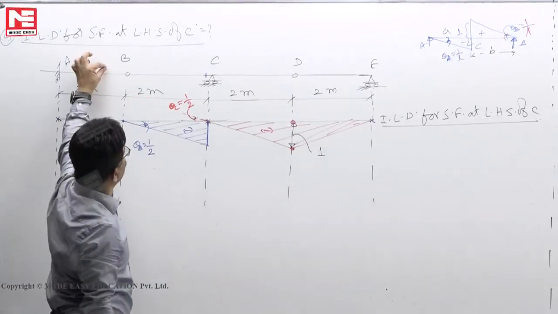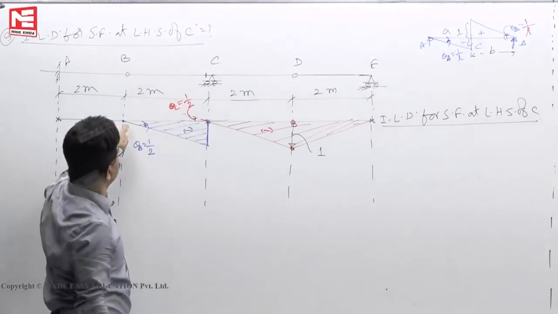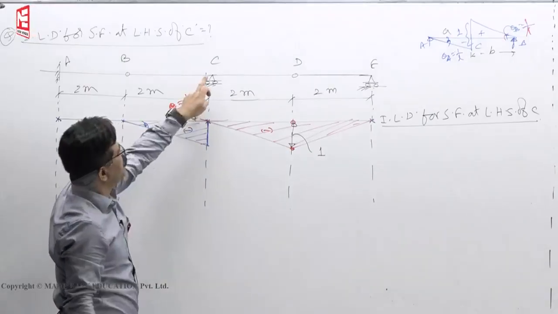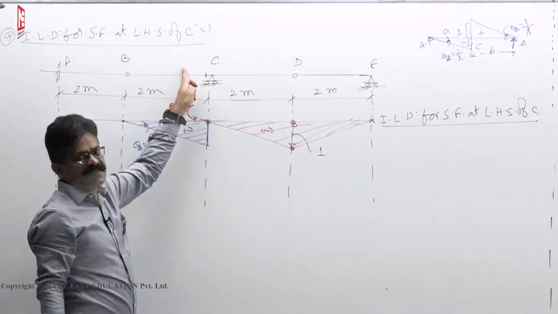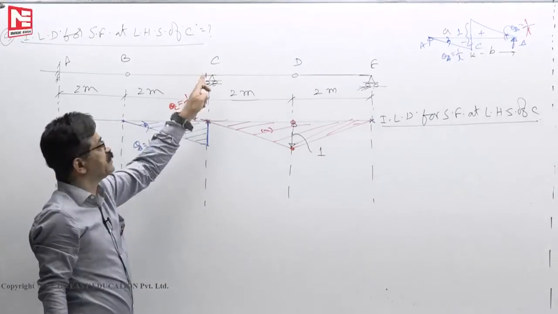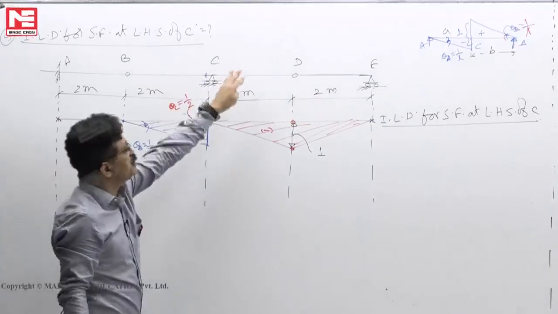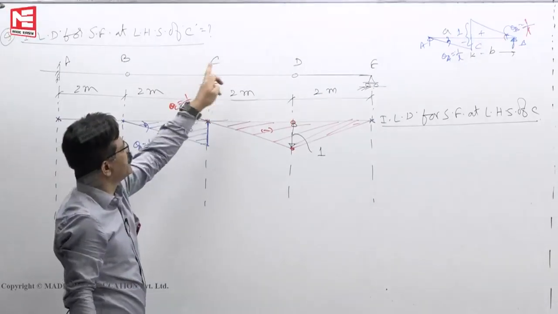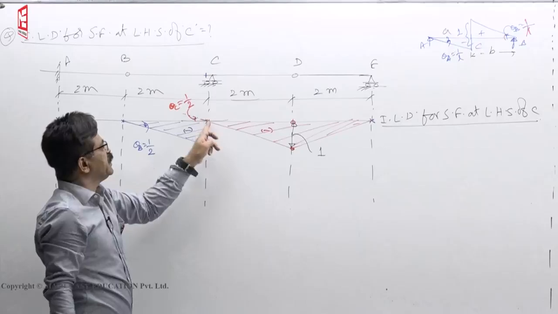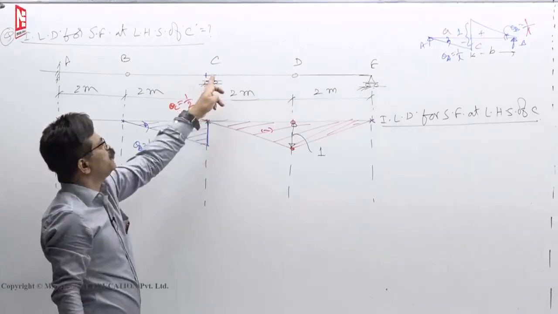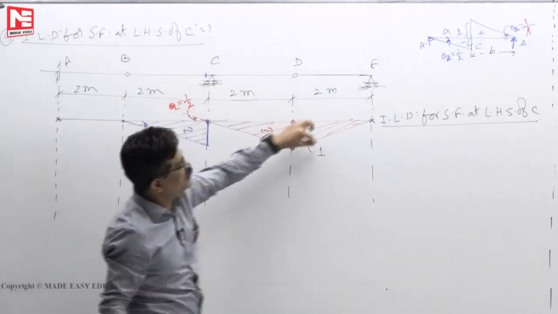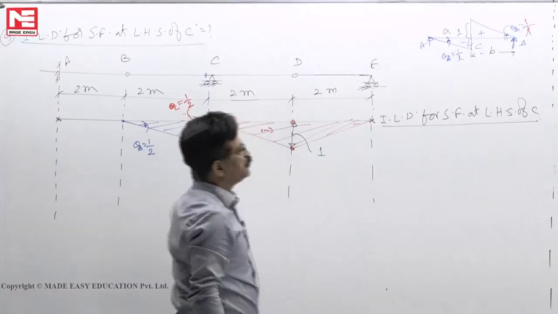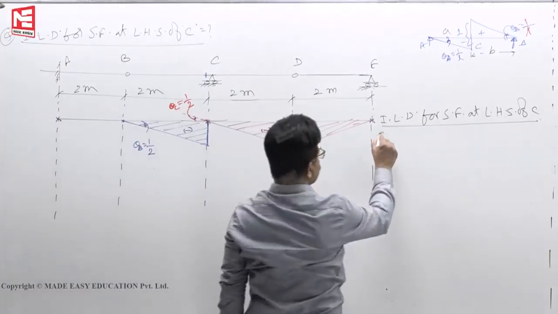Once the load crosses B, the shear force at C gradually increases. When the load is at LHS of C, the shear force at LHS of C is maximum. If the load is exactly at C, shear force at LHS of C is 0. Load moves further, then gradually it increases in this fashion. Okay, this is the process.